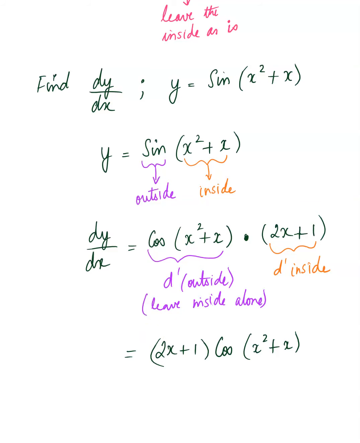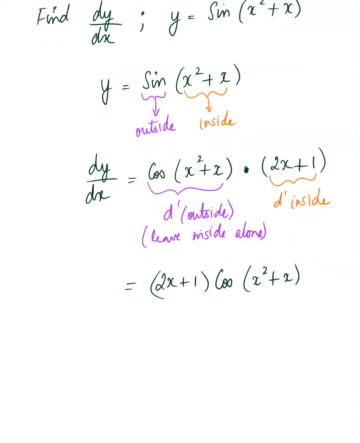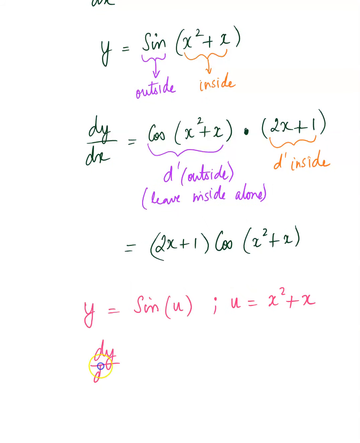If we were to split this up by decomposition, then we have y equals sine u, because that's my outside, right? Y equals sine u. And then the inside, I would call it u. And then this would be dy over dx split up as dy over du times du over dx. And you'd get the same answer. You can actually use it as an exercise to verify that. Let's move to the next question.